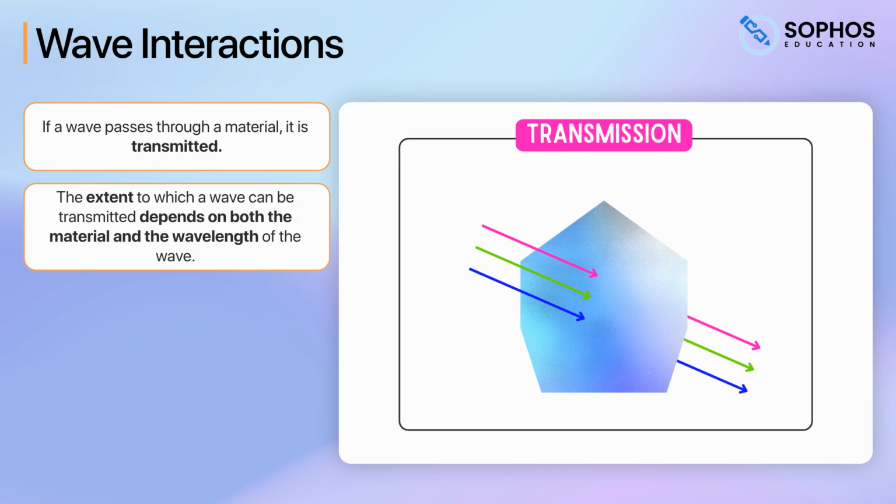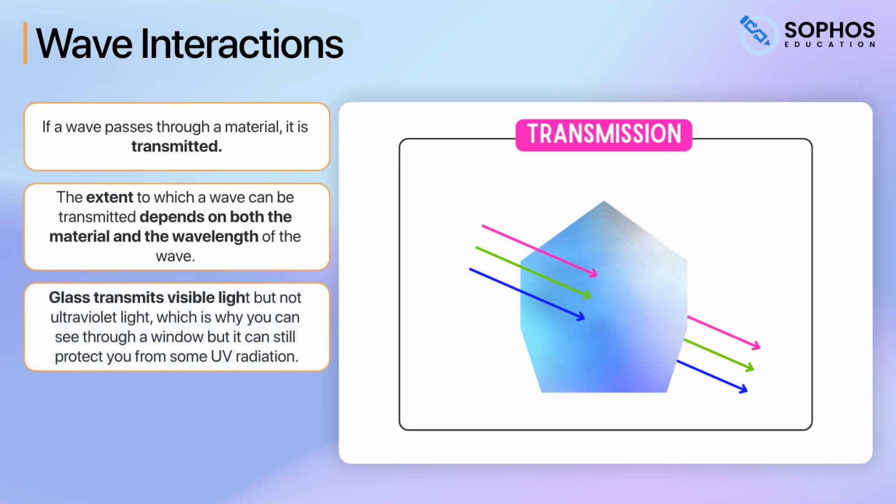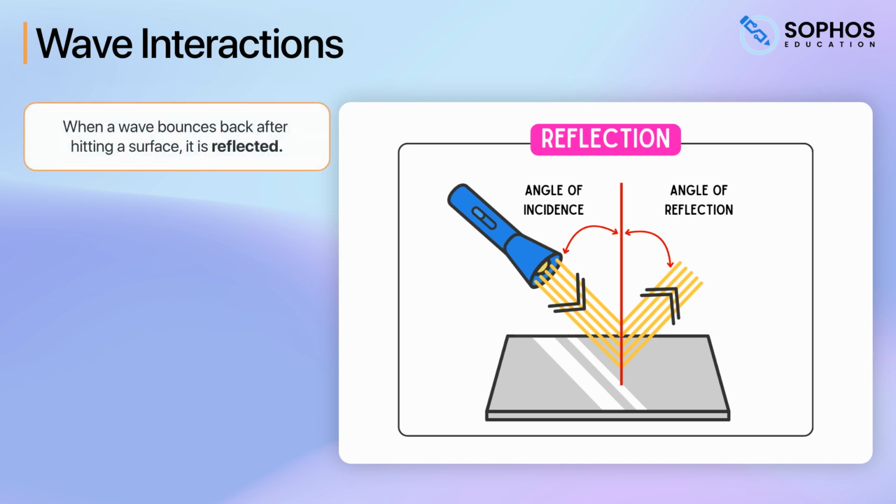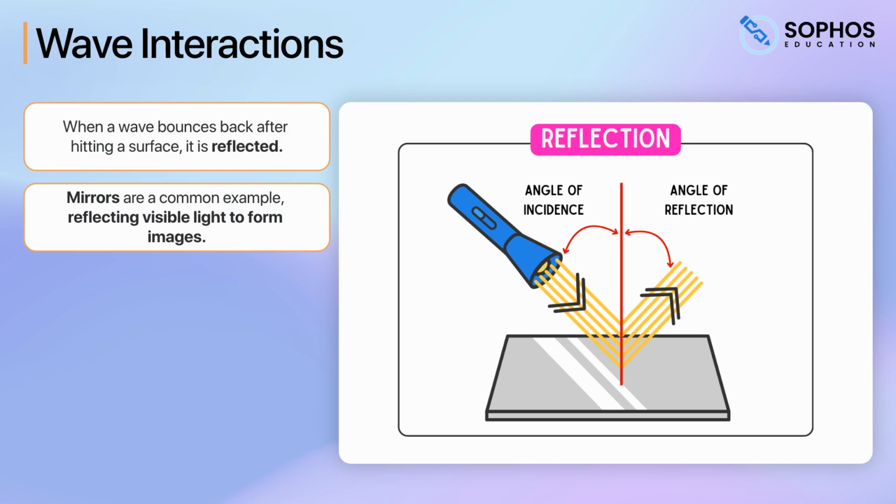For instance, glass transmits visible light but not ultraviolet light, which is why you can see through a window, but it can still protect you from some UV radiation. Finally, we have reflection. When a wave bounces back after hitting a surface, it is reflected. Mirrors are a common example, reflecting visible light to form images.